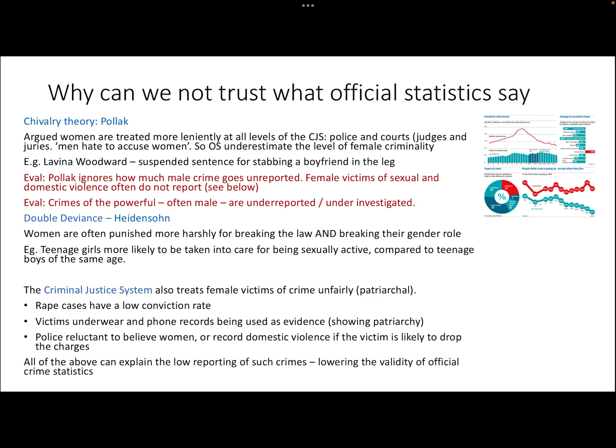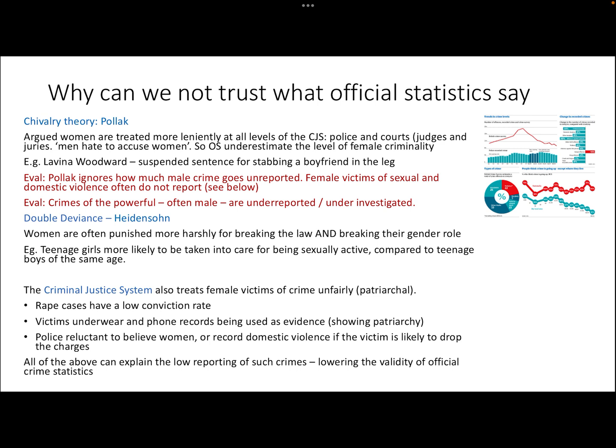What all this does is it lowers the reporting of such crimes. Women look at these cases, these statistics, these news stories, and if they are victims of sexual abuse or sexual violence, they don't want to report it because they're worried they won't be believed, they're worried that they'll be dragged through the dirt, and at the end of it there'll be no conviction.